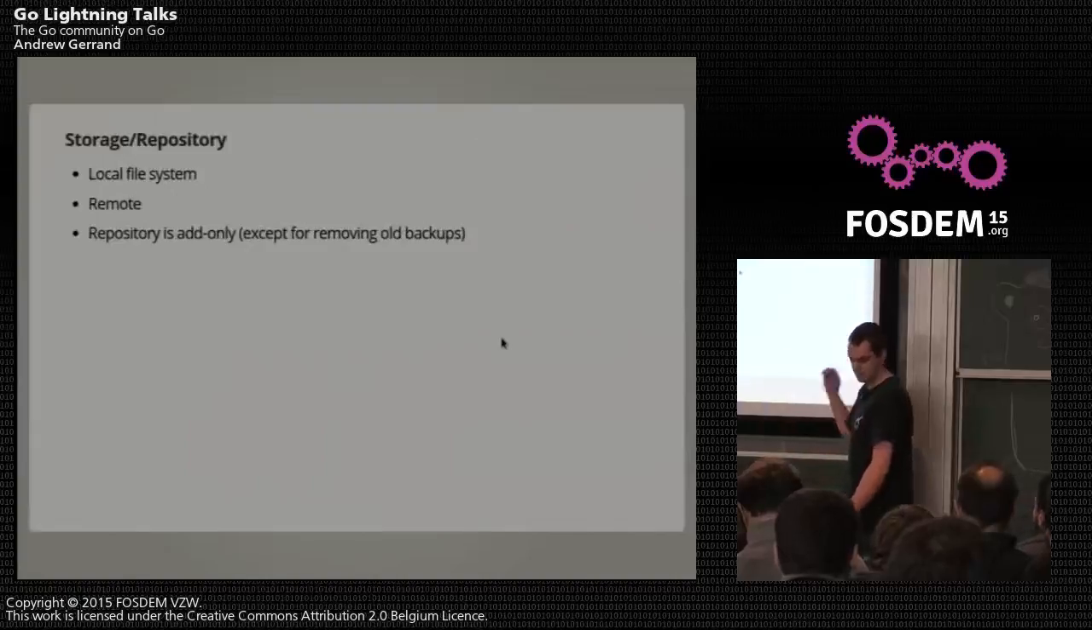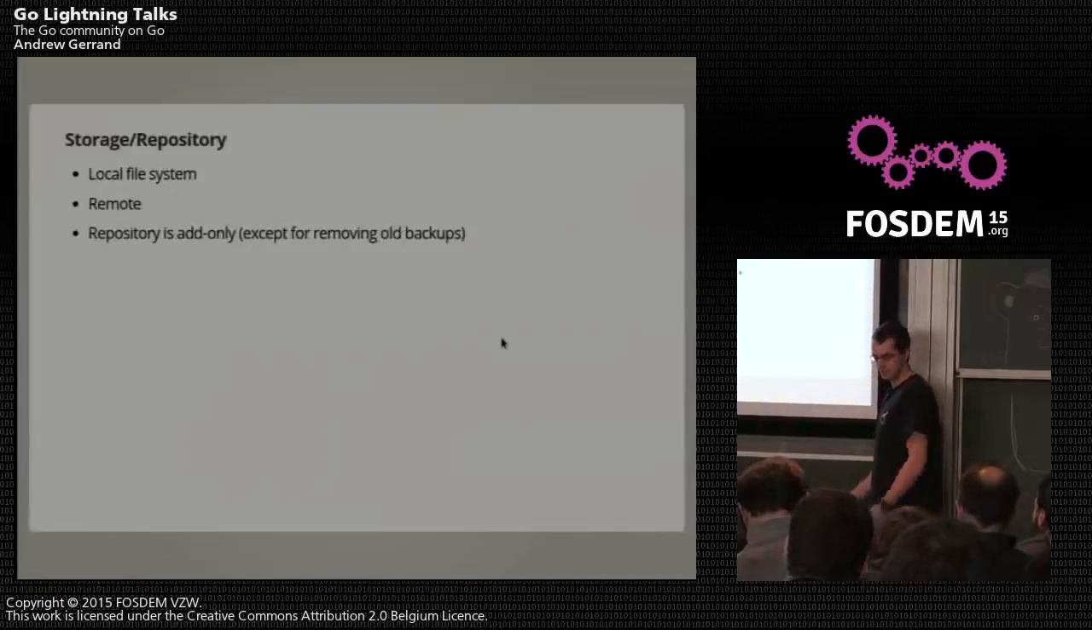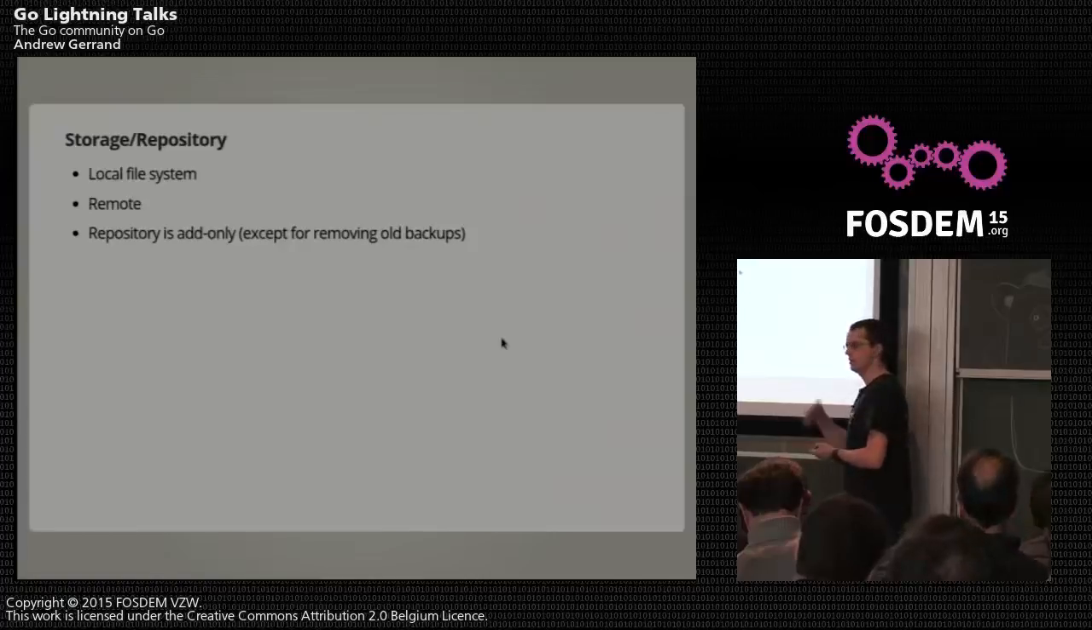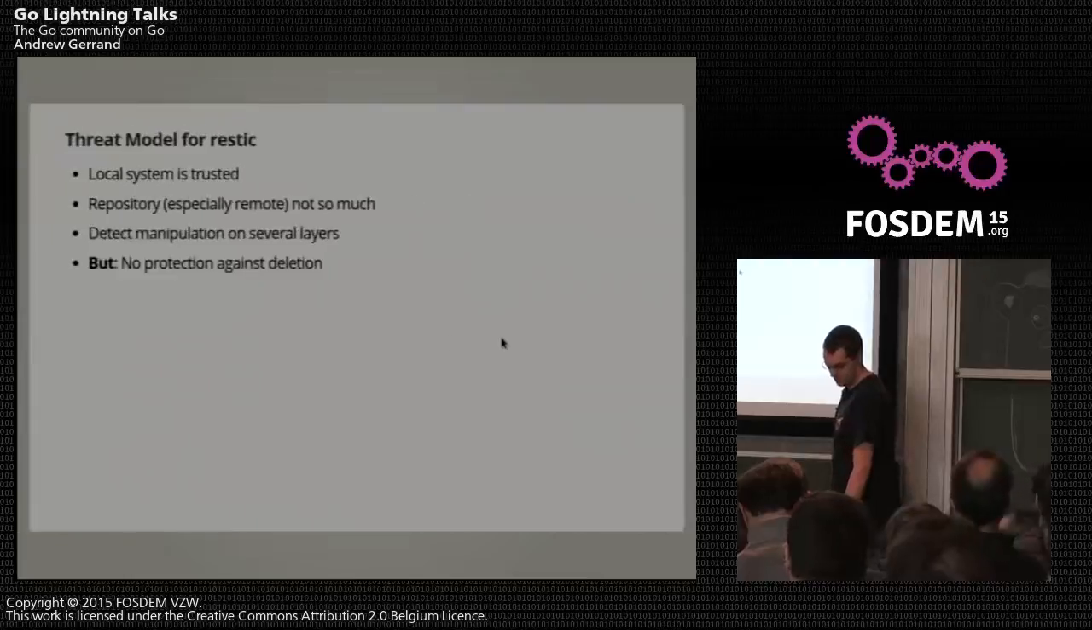For the storage or the repository, what is implemented at the moment is local file system and remote. And remote in this case means SFTP. You don't need a shell on the other end, but you have to have SFTP access over there. And the repository in my design is add only, except when you purge old backups. So this is no problem when you have, for example, several servers pushing into the same repository at the same time. You don't get the optimal deduplication, but that's not necessary. But nothing breaks if that happens.